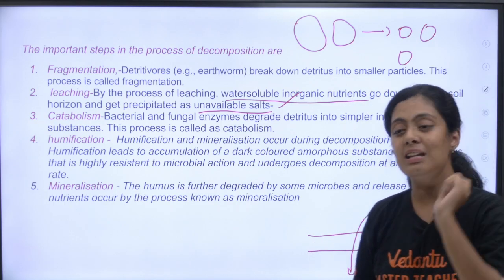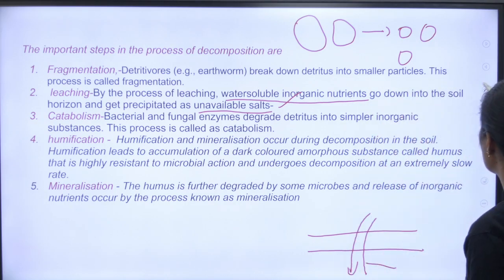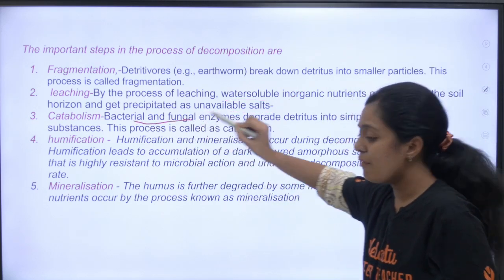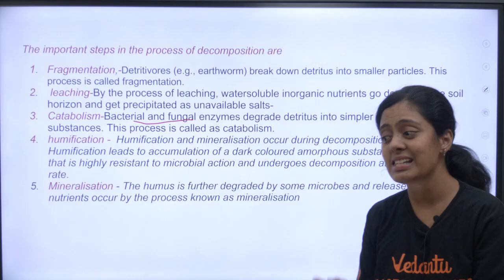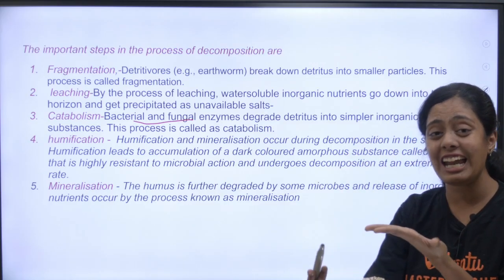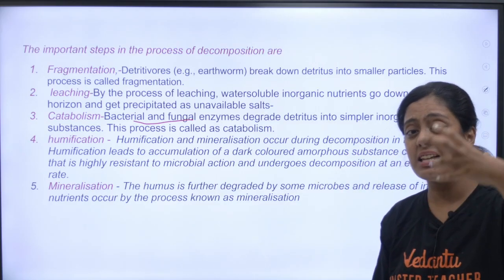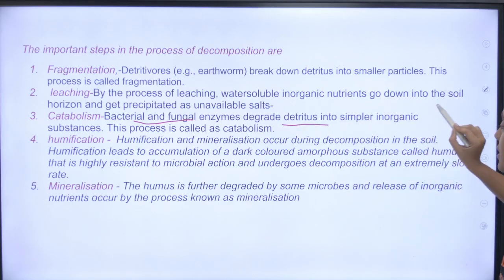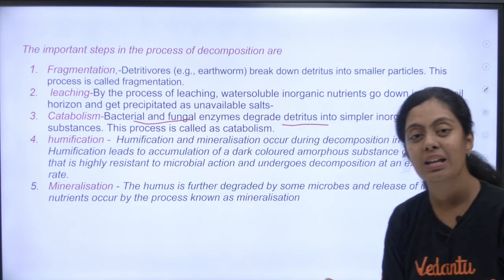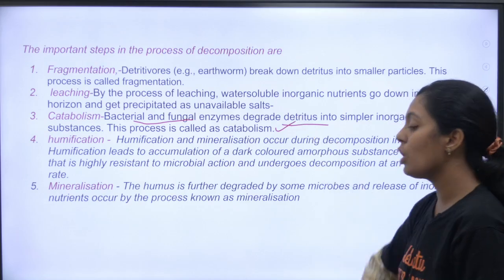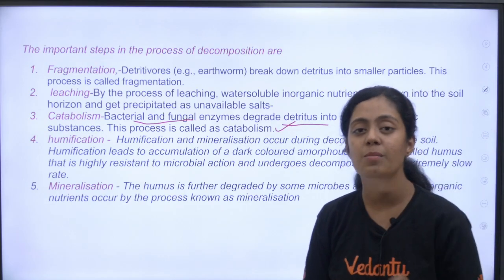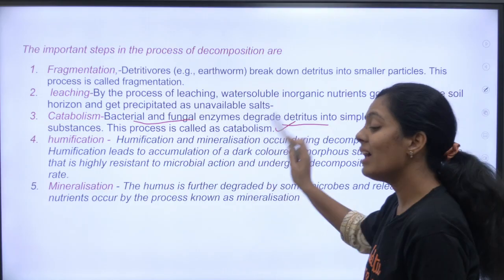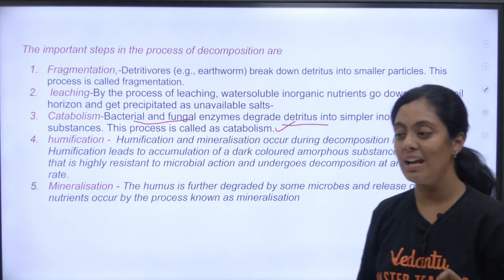Next you have catabolism. What is catabolism, students? You know, in the soil there will be bacteria and fungi, right? And the bacteria and fungi have some enzymes. They will basically break the detritus into simple inorganic substances. That is what we call catabolism. So in fragmentation you don't have an enzymatic action, whereas in catabolism you have an enzymatic action.